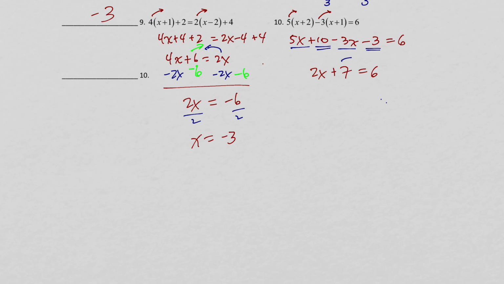Now I'm going to move this over by subtracting it. And we're going to get 2x is equal to 6 minus 7 is negative 1. And we'll divide by 2. So we'll get x is equal to negative 1/2.